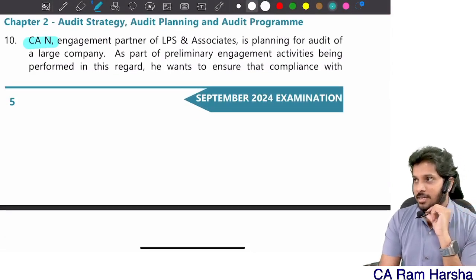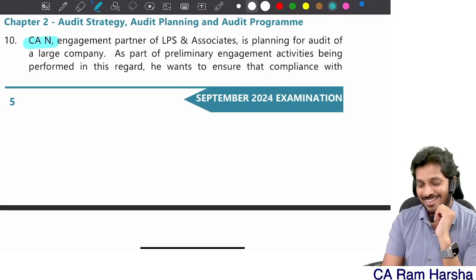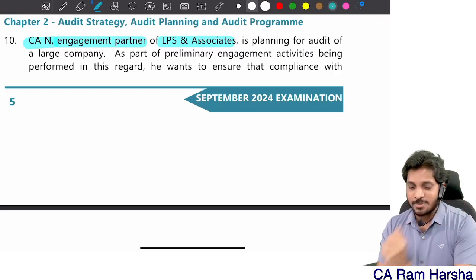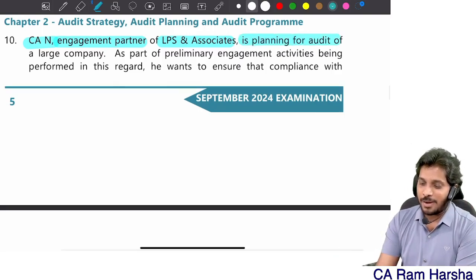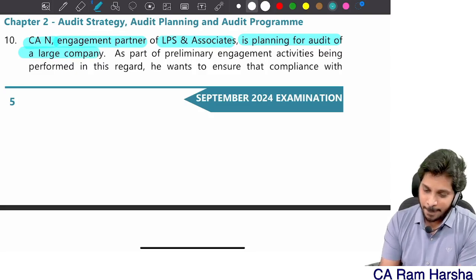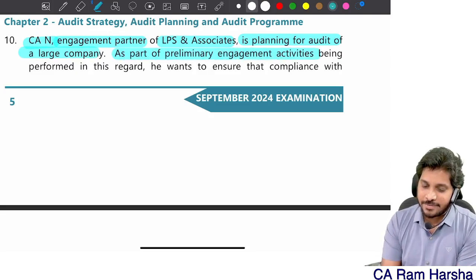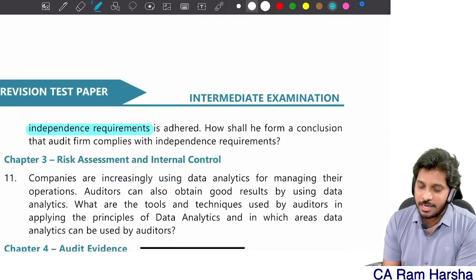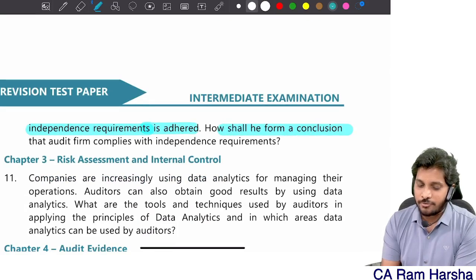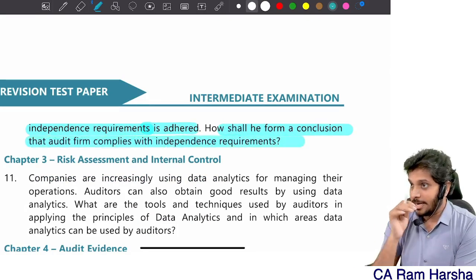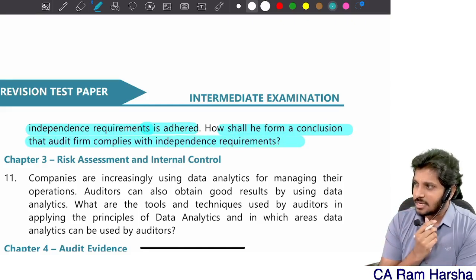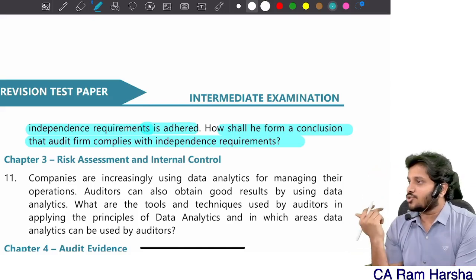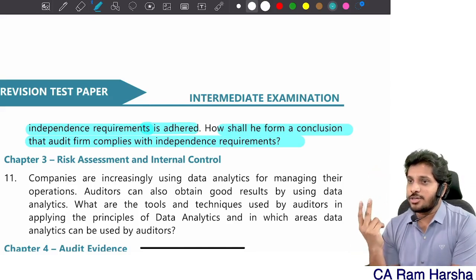CAN is engagement partner of LPS and Associates and is planning for the audit of a large company. As a part of preliminary engagement activities being performed in this regard, he wants to ensure that compliance with independence requirements is adhered to. How shall he form a conclusion that the audit firm complies with the independence requirements? I think for this one, SA 220 points you can write.